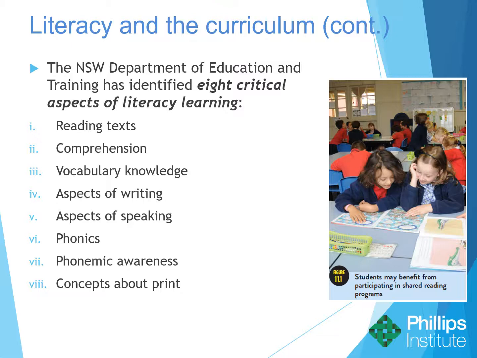So in regards to the New South Wales Department of Education's 8 critical aspects of literacy, what they want students to develop is an ability to understand and read text, develop comprehension, develop their vocabulary, develop their aspects of writing, develop their aspects of speaking, be able to use phonics, be able to use phonemic awareness, and understand concepts about print. Print refers to different ways in which text can be published. This may include things such as a novel or perhaps a newspaper article, otherwise known as an information text.